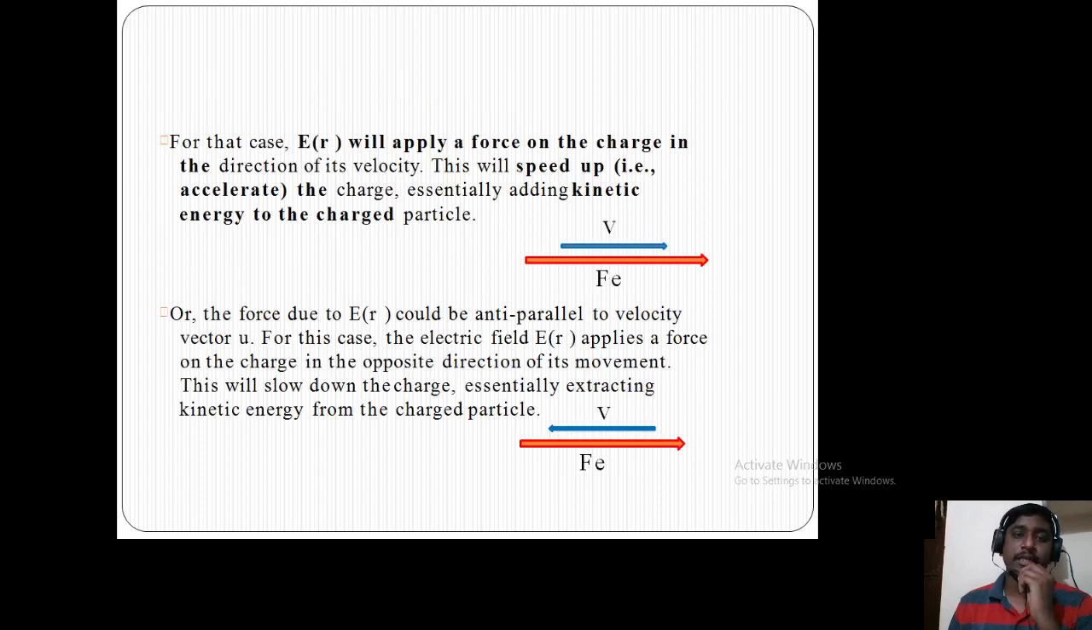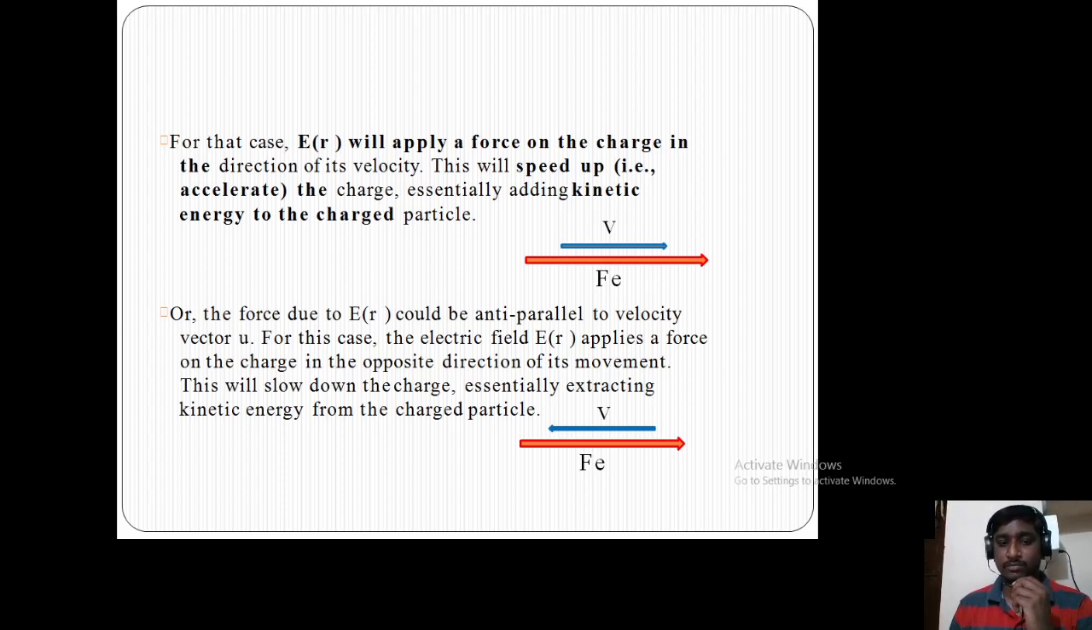First, the electric force or electric field may be in the direction of the velocity or opposite to the velocity. If the electric field is along the velocity direction, the speed will increase, meaning it will accelerate the charge, which already has some kinetic energy. Each charge moving with a velocity has some kinetic energy. If the force is applied in the same direction as the velocity, the speed increases. What about the reverse direction? If the applied force is opposite to the velocity, it will slow down the charge.